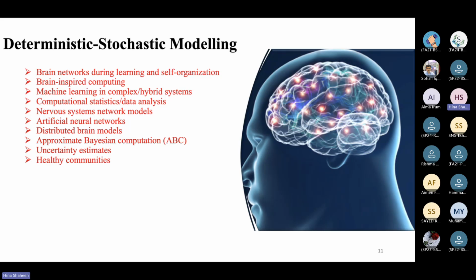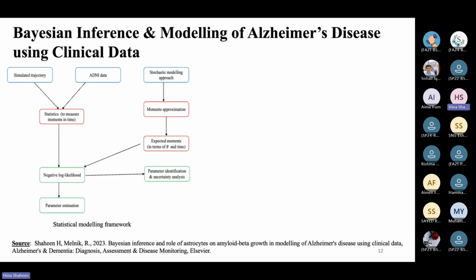Because why do we do all of this? Because we aim to have healthy communities, so that we can validate our model, and clinicians or scientists can use our modeling approaches to develop drugs for neurodegenerative disorders. So, for our statistical modeling framework with Bayesian inference, we adopted the data from the EDNI database.